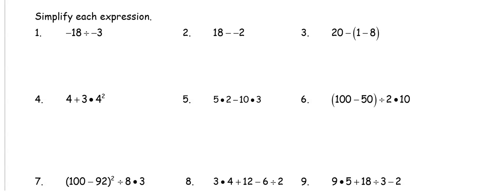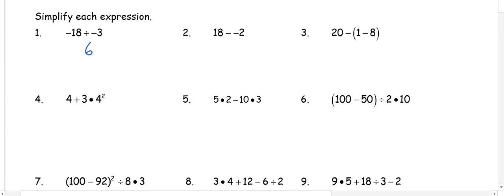This video is a review of the topics for the Unit 0 quiz. So in number 1, we want to simplify each expression. We have negative 18 divided by negative 3. When you have two negatives that divide, we get a positive. So this would be 6.